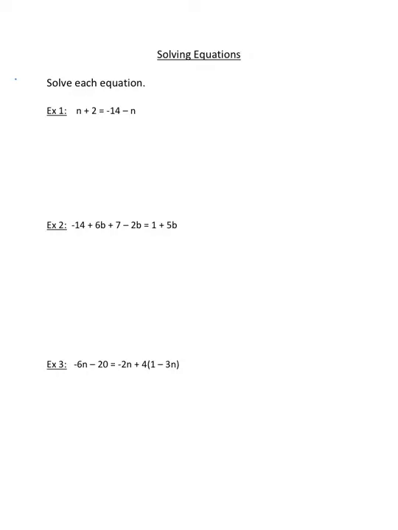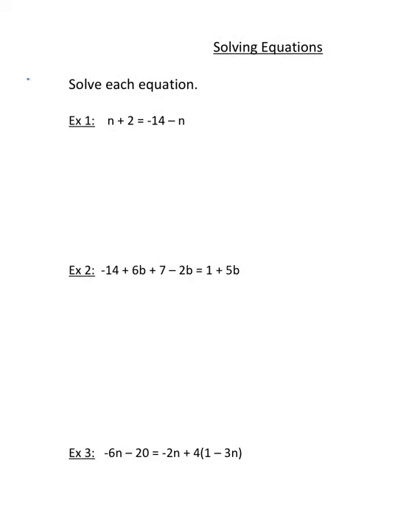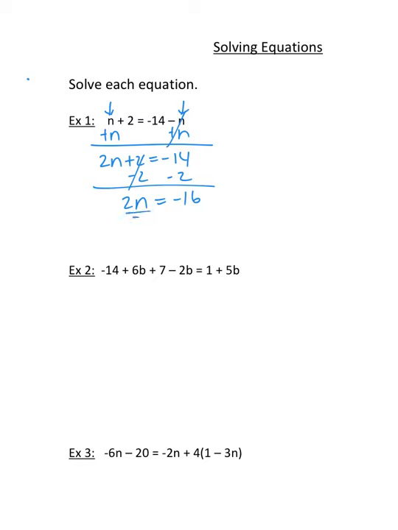In example 1, you're trying to get the variables on one side of your equation and the numbers on the other. So you have an n here and an n here. Adding n to both sides would move the n from the right side, the minus n, to the left and give you 2n. And now I bring down everything on the rest of the line. And then I would want to move my numbers to the opposite side, so I would subtract 2 on both sides. And this would give me 2n equals negative 16. I would divide both sides by 2 now to isolate n, and n equals negative 8. All right, so you're solving for the variable by isolating the variable.